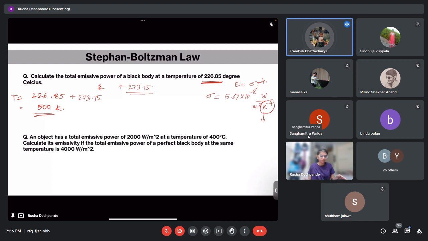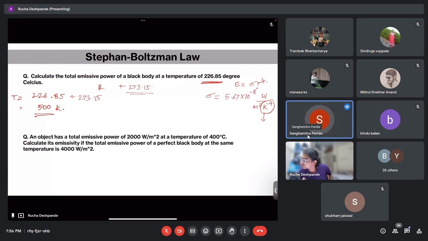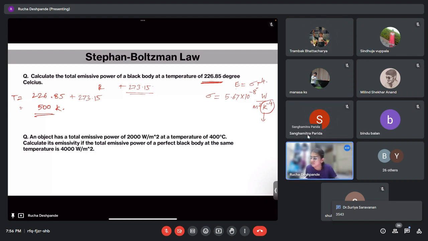Ma'am, it's a very long answer that I'm getting. It is 3,543.75. Yes, I got 3543.75. That's right. So after this, it's just E is equal to sigma T to the power 4.